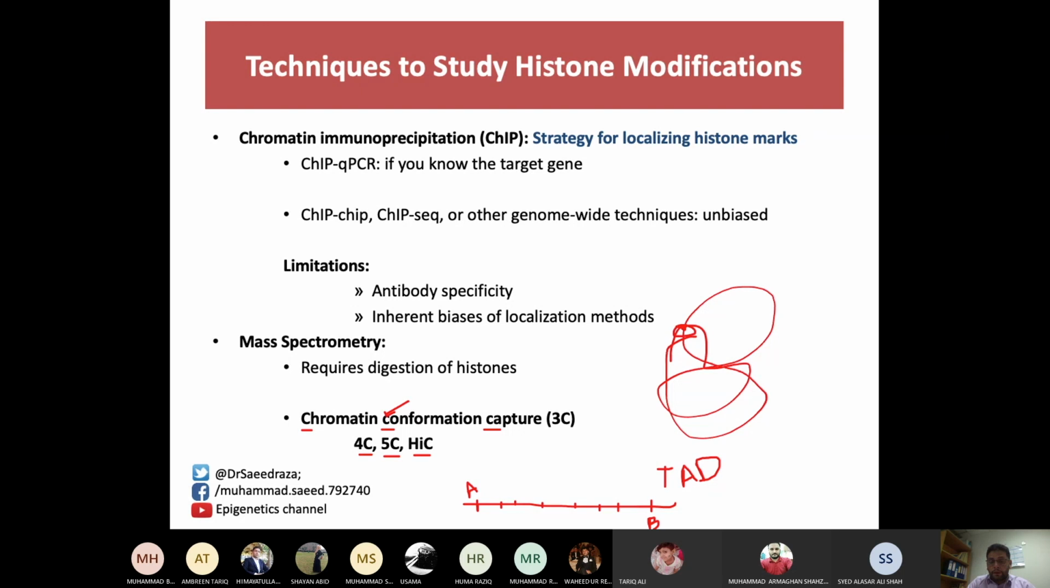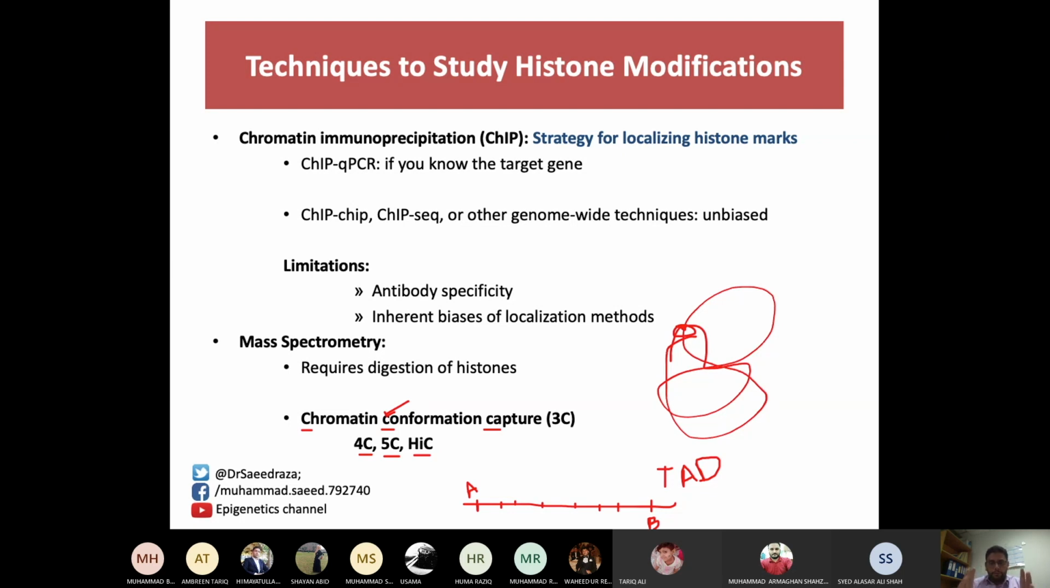So these are two, and you wanted to know whether, and it happens that you know these two are involved in a certain pathway. But we wanted to know how possibly it is that the two are interacting in real time. So you could go for this technique. So you could capture the chromatin in real time.